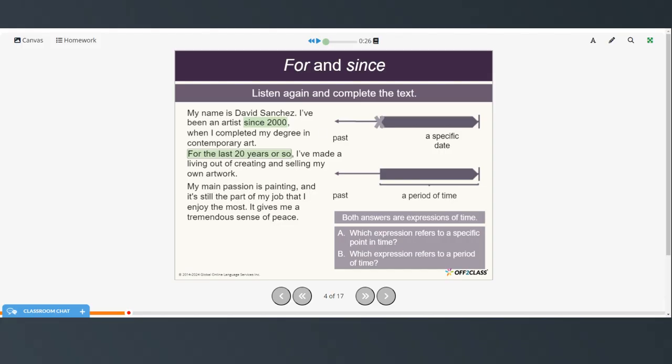All right, so we use since when we want to talk about a specific date in the past that continues until the present. And for we use for a specific period of time. So the expression that refers to a specific point in time is since 2000, and the period of time is for the last 20 years or so.